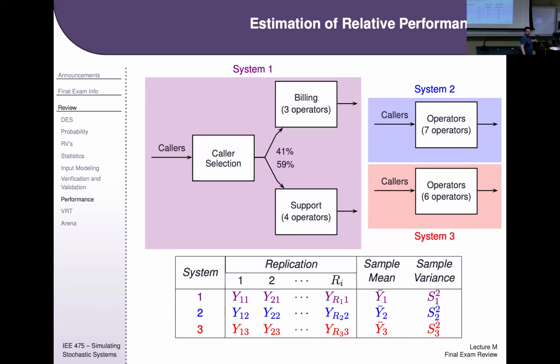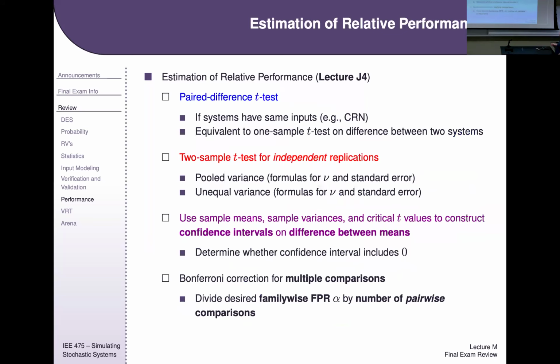So I'm going to compare my as-is simulation to my proposed simulation. And if there's a difference in the simulated universe, then I would expect to also see a difference in the same direction in the real universe. And that's what we mean by relative performance estimation. And so, you could do that with 2 systems or 3 systems and so on. And so that's when we talked about different types of t-tests for that.